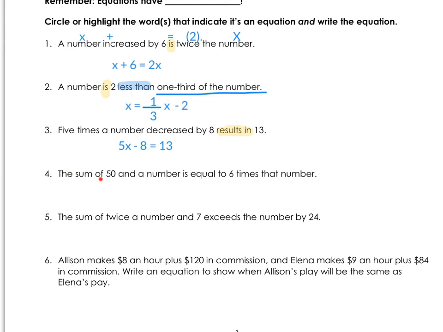Okay, the next one, the sum, that means I'm going to add, of 50 and a number. To start with that, 50 plus a number. Remember here we can use any variable we want. I just chose x. So 50 and a number is, oh, there's my keyword. That's the one that we have to highlight or circle because that means we're going to use an equal sign. Equal to, so that whole thing is equal to 6 times that number, so 6x. One more time, the sum of, so sum means add, 50 and a number, so 50 plus the x is equal to, so equal sign, 6 times a number, so 6x.